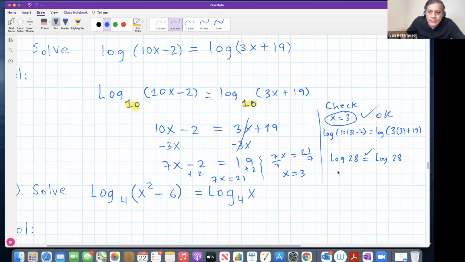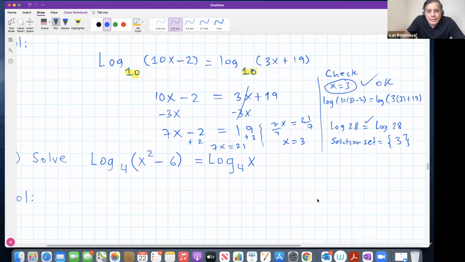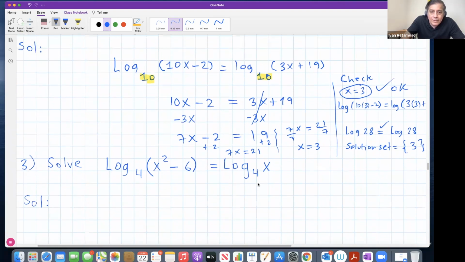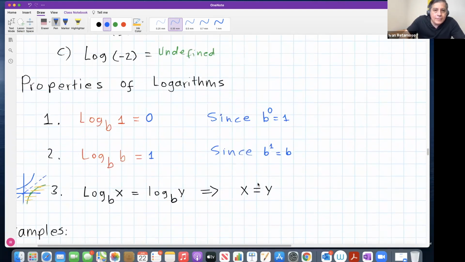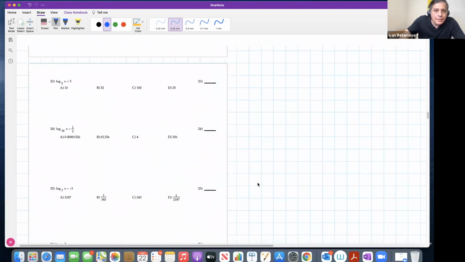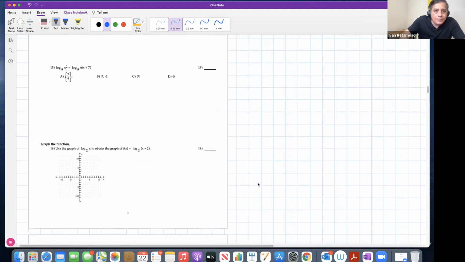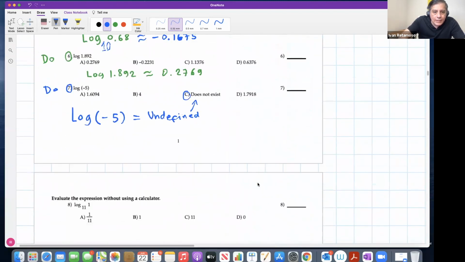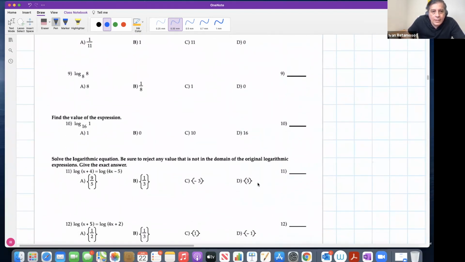Great. So the solution set is going to be equal to this, within braces, just the number 3 alone. That's it. Excellent. Here is another one that deals with quadratic arguments. I want to do that, but first I want you to practice here, okay? Let's go back to the worksheet and let's see if you can solve some basic equations.